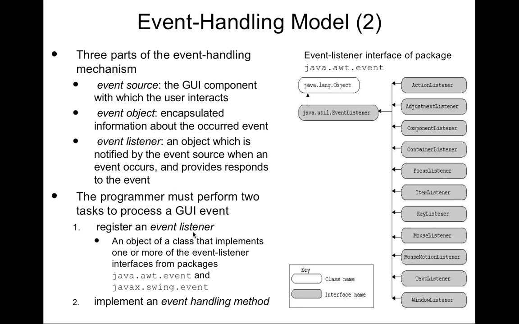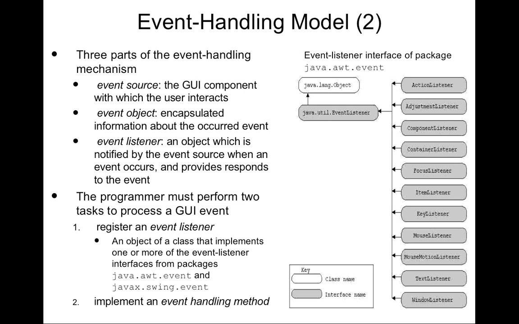Here's an event-driven model that's probably not going to make as much sense to you until you see it programmatically, but we have three different parts to the event handling mechanism. The first part is the event source, then we have the event object, and then we have the event listener. The source is going to be, in a computer sense, a mouse or a keyboard. So it's going to be the GUI component which the user interacts with using the mouse or the keyboard, essentially.